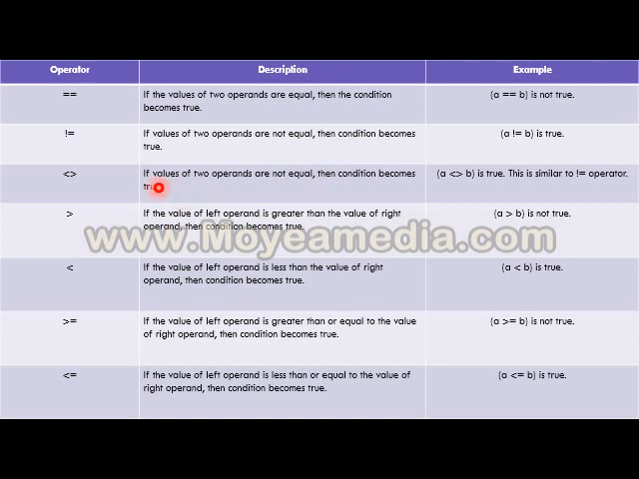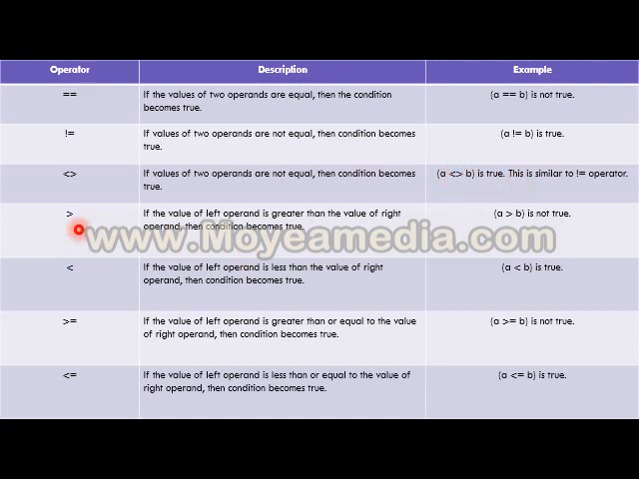Now, this is similar to the not equal to operator. It means if the values of two operands are not equal, then the condition becomes true. As we can see here, A is smaller than or greater than B is true. Yes, because A is not equal to B. It can either be smaller or greater, since A is 10 and B is 20. So this statement is also true.